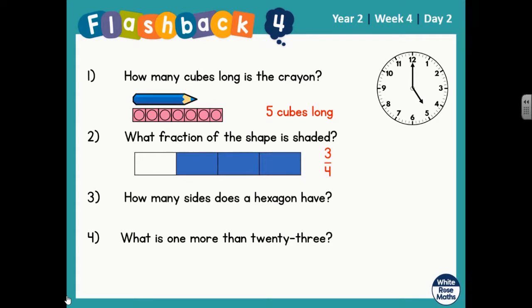How many sides does a hexagon have? Whenever I say hexagon, I like to make an X with my hands. Hexagon. And that reminds me that a hexagon has 6 sides, because 6 has got that X in as well, hasn't it? Hexagon and 6. And number 4, what is 1 more than 23? That's 24. And the clock. A nice easy one. 5 o'clock.